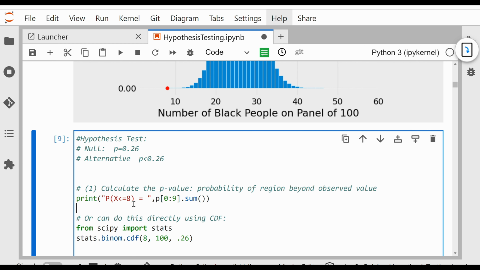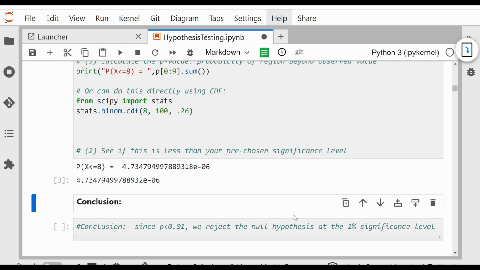So I can do that two ways. I can just sum the probabilities of 0 up to 8, or I can do stats.binom.cdf. I'm going to get the same answer either way. And that got us that number that we used. Since that was definitely smaller than one of the conventional cutoffs of 0.01, we are able to reject the null hypothesis at the 1% significance level.